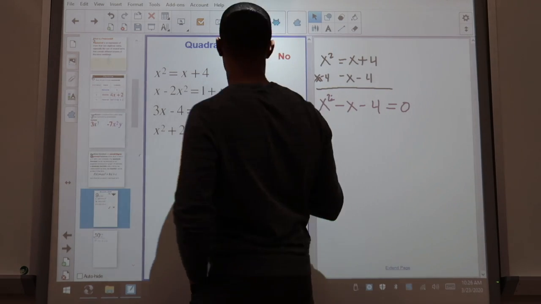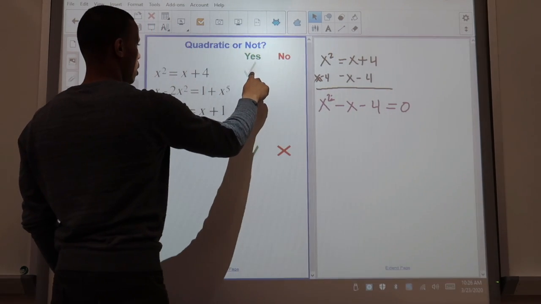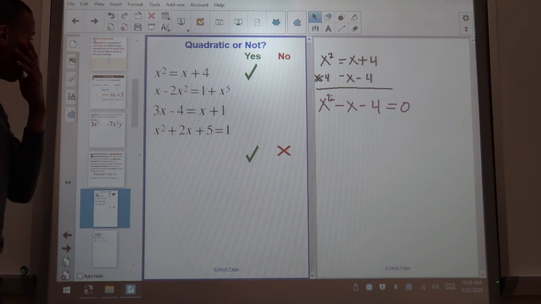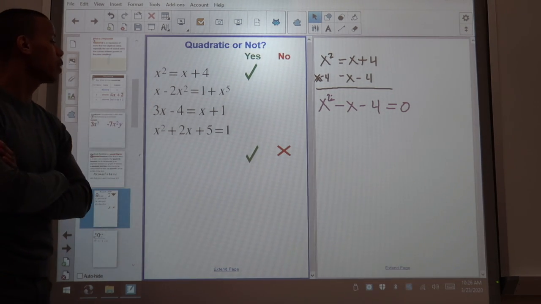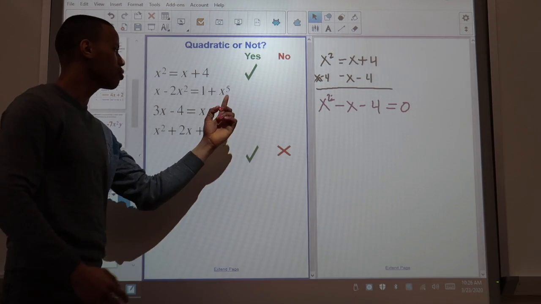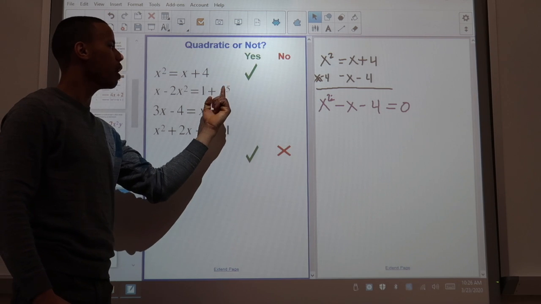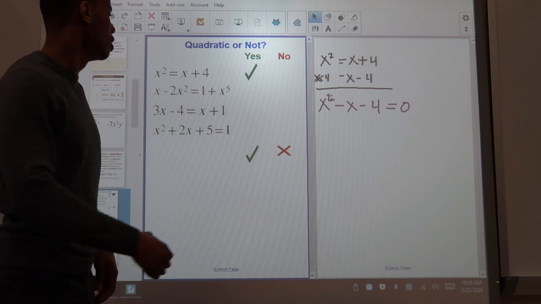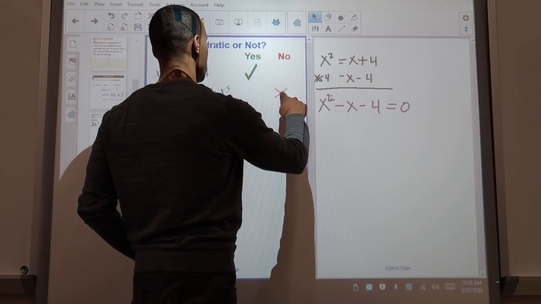So you want to go back to this one, and you want to hit yes. Now notice how for this one you have x minus 2x squared equals 1 plus x to the 5th. Because it has x to the 5th power, this is not going to be a quadratic. This is going to be a quintic function. So this is not a quadratic.